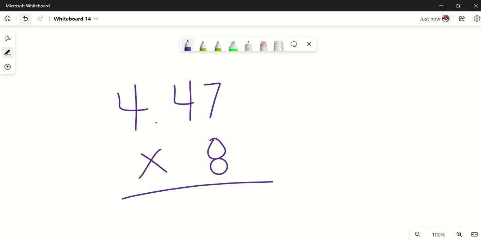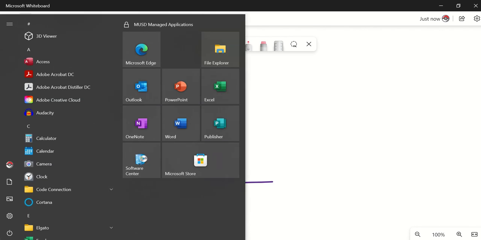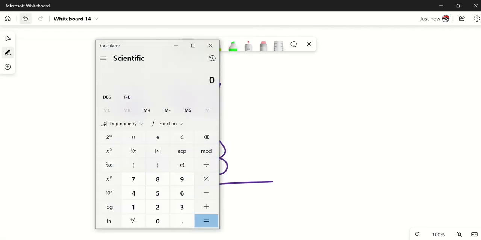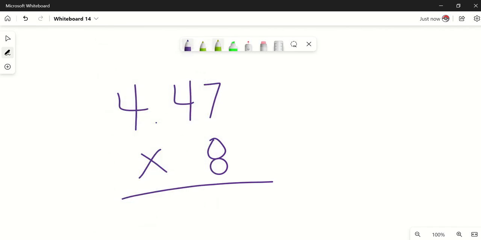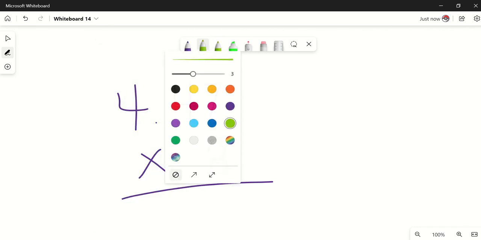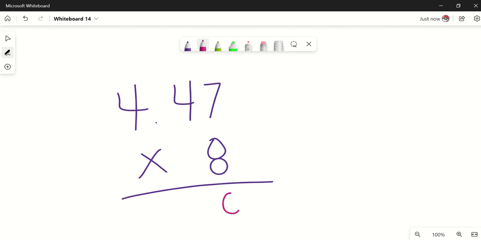8 times 7 is 56. And now, again, there's no shame in not knowing, so let's double check and make sure. 8 times 7 is 56, so we're good. We're going to go ahead and do this in a different color. 56. 8 times 4, again, I know that 8 times 3 is 24. Add 8 more to it, and that should be 32.